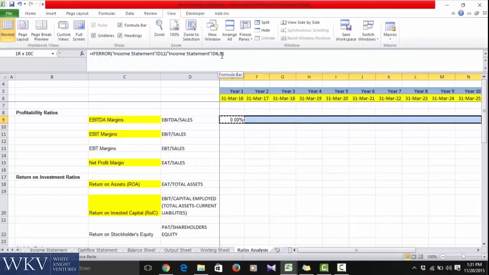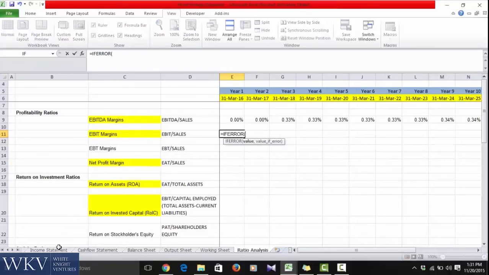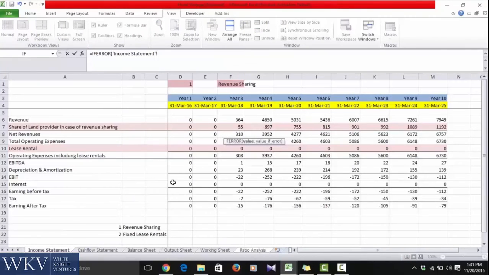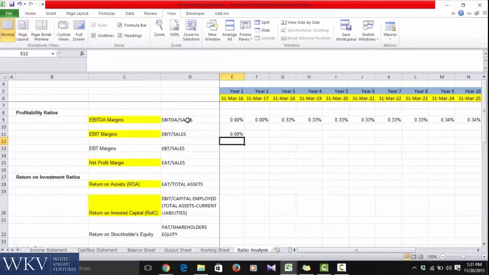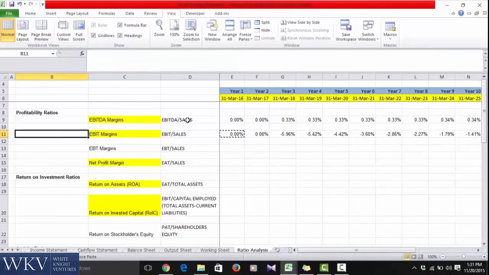EBITDA margin is calculated as EBITDA divided by sales. We will link the required fields from the financial sheet only. EBIT margin is calculated as EBIT upon sales. EBT margin is calculated as EBT upon sales. And similarly, the net profit margin is calculated as EAT upon sales. As mentioned earlier, these ratios are shown in percentage terms. Thus, to convert them into percentage format, press Alt plus H plus P.